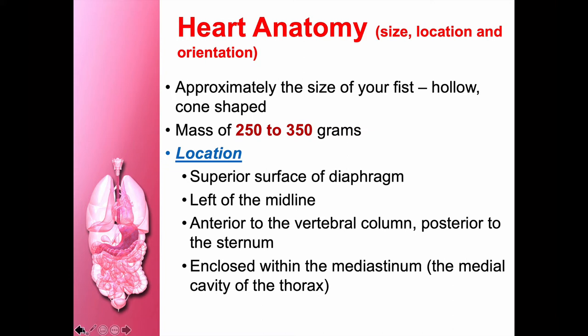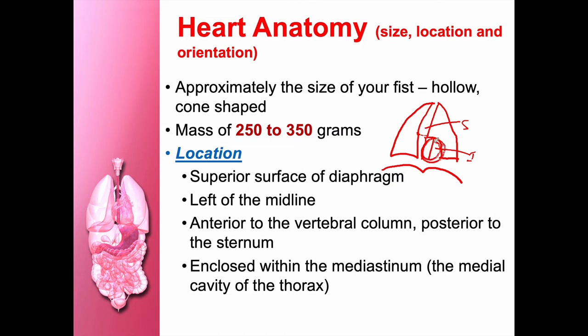When it comes to the location of the heart, this heart is located in between the two lungs. For example, this is the right lung, and this is the left lung, and underneath you have the diaphragm. The space between the two lungs is called the mediastinum. We divide this mediastinum into superior mediastinum and inferior mediastinum. The inferior mediastinum we divide into anterior, middle, and posterior mediastinum. So the heart is located exactly in the middle and the posterior mediastinum.